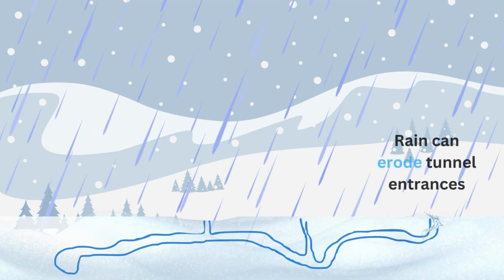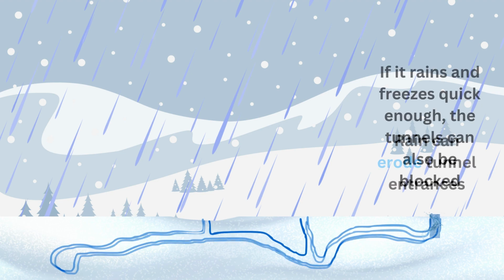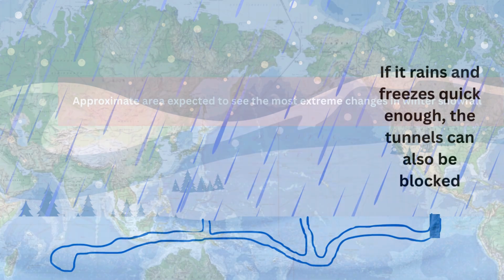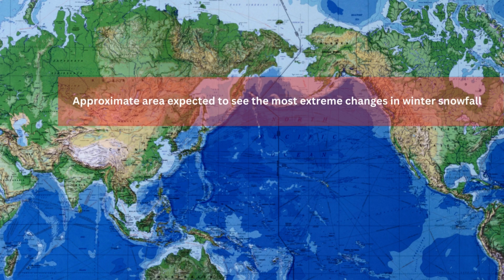Rainfall can also erode the tunnels that form important escape and ventilation routes. All of these changes are going to be most drastic between 40 and 50 degrees of latitude across North America and Asia, but even small changes can make a big difference in the Subnivean.